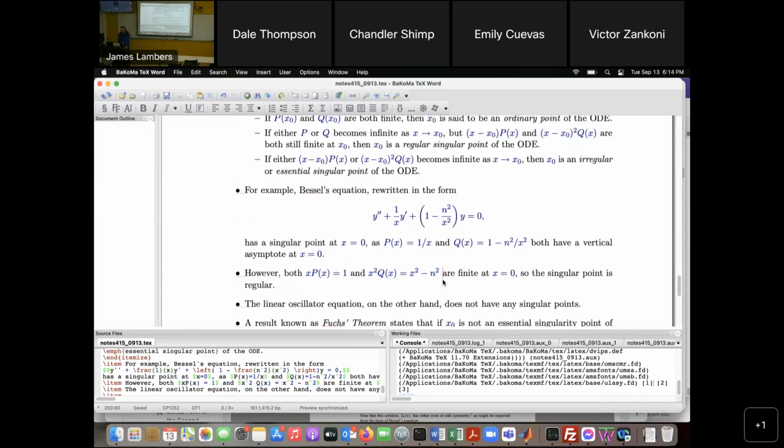The previous example from last class, the simple harmonic oscillator, linear oscillator, those coefficients are defined everywhere. So at any point, x naught is an ordinary point. So those are ones that are not troublesome.